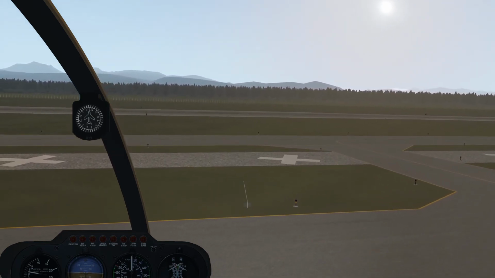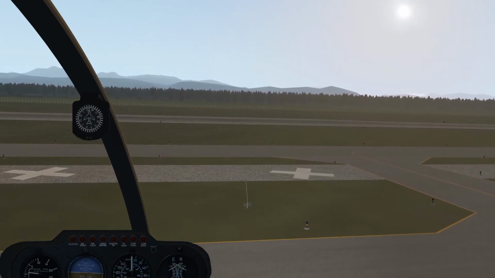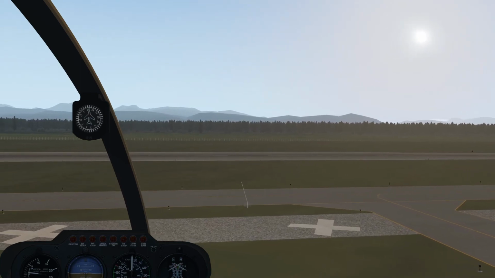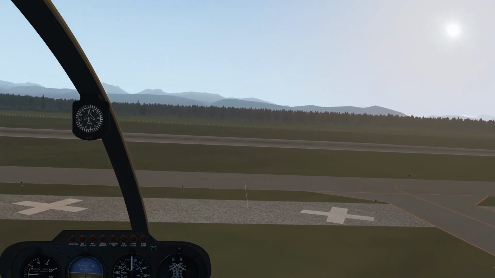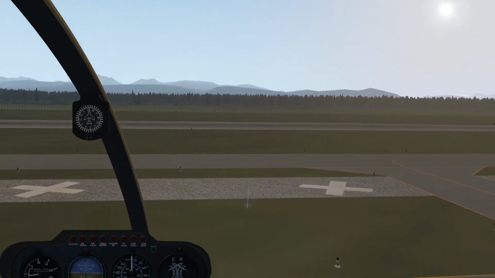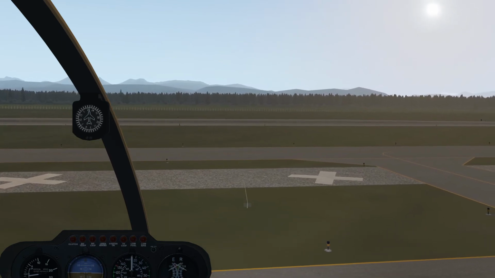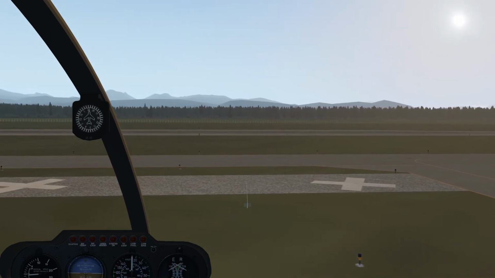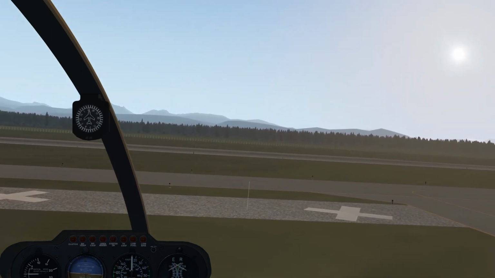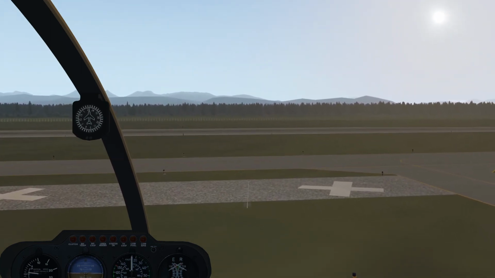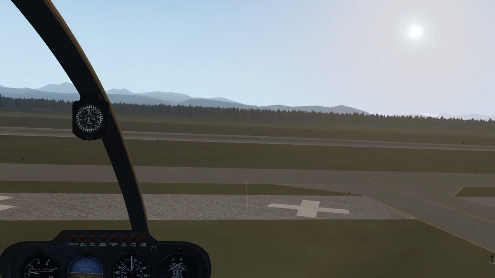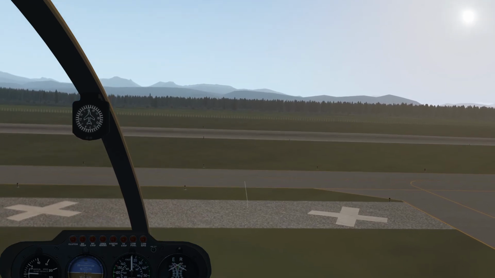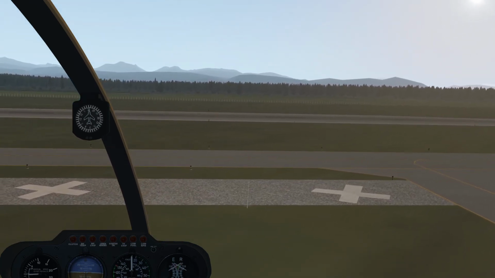Okay, so just remember the 3 points now. That's right pedal, bit of right cyclic, and then wait a little bit, and when the helicopter starts to settle, apply collective for touchdown. Okay, so I'll just count to 3, and then I'll switch off the engine. Find yourself a reference point so that you can correct the yaw. Okay, so 1, 2, 3.